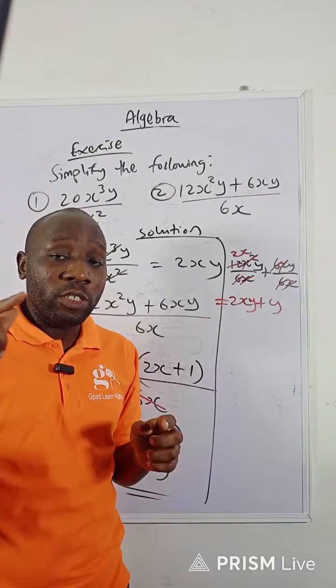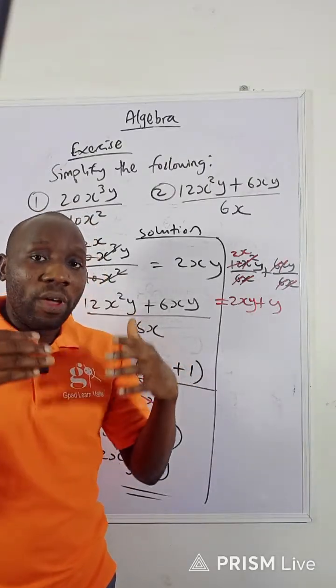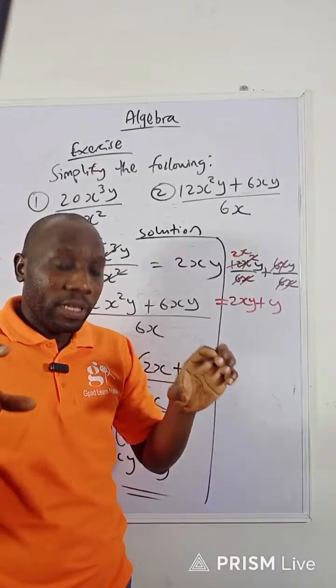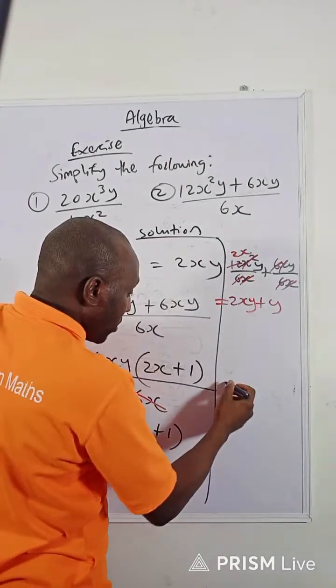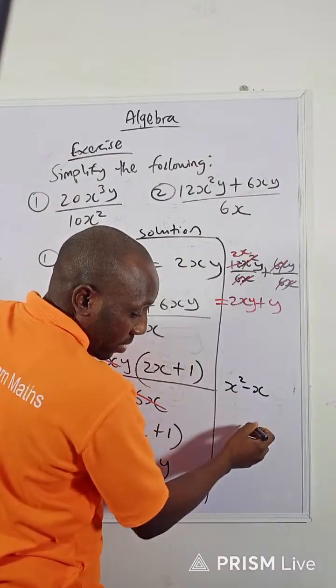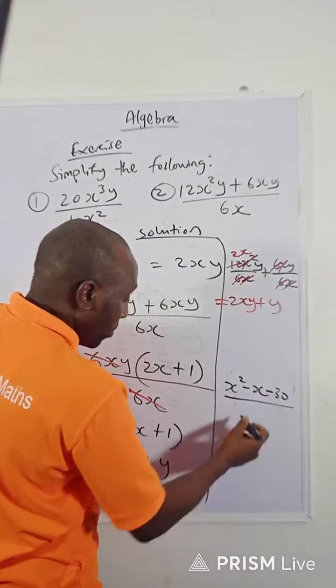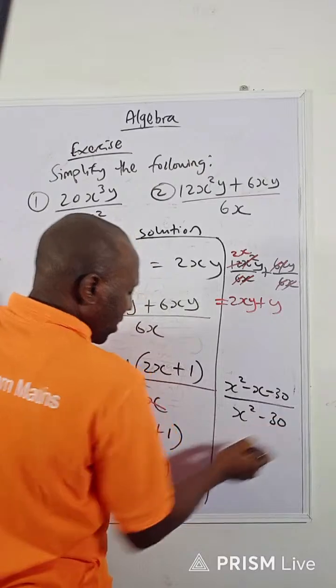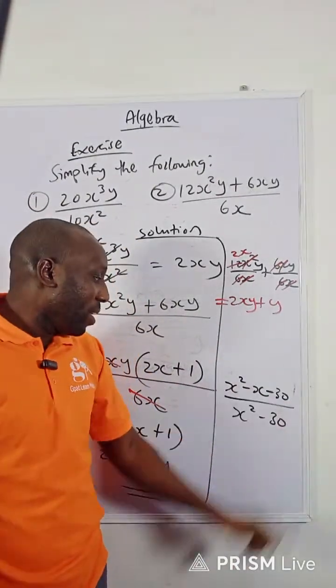Now, here is what I need you to know. There are some fractions that have quadratic expressions. Let me give you an example. So let's say you have something like this. You have x squared minus x. I'm just writing one of the examples we are going to be doing in the next lesson. So x squared minus 30. You see this? Looking really cool, right? With all the terms here.